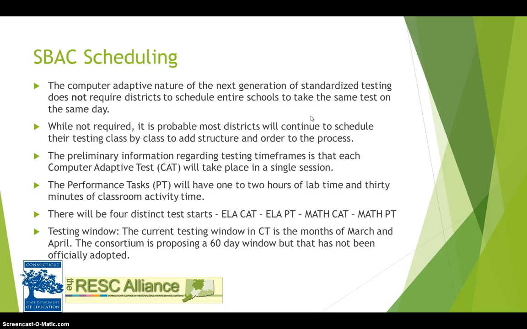The current testing window in Connecticut is for the months of March and April. The consortium is proposing a 60-day window, but that has not been officially adopted. So we may see that we're scheduled out past the April timeframe in some of the samples that we'll be working for in the future. But I think you should know that this has not been passed into law in Connecticut. Right now, the Connecticut testing window is for the months of March and April, and the consortium is proposing a 60-day window, but that has not been approved as of right now.